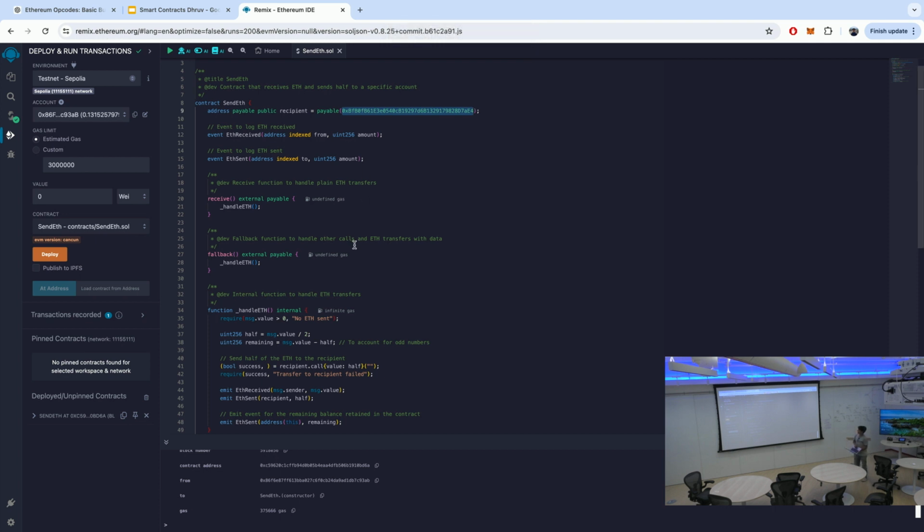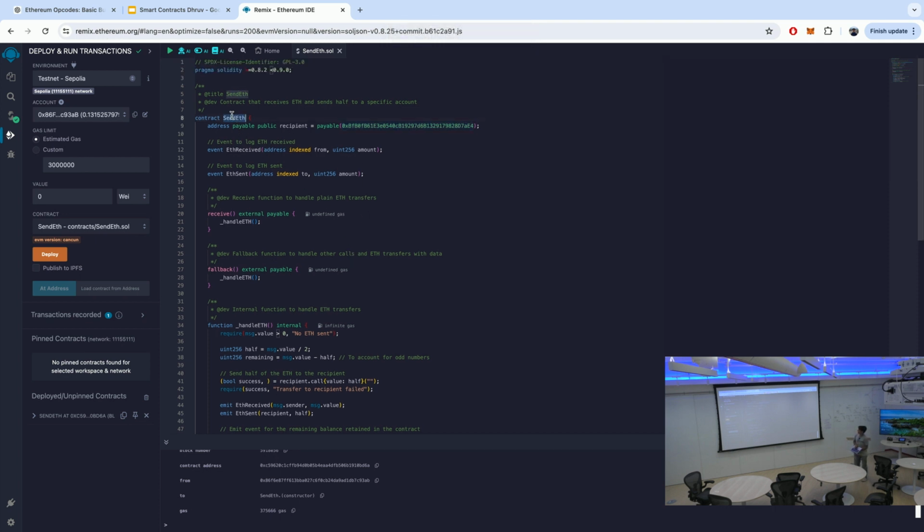Okay, this is a smart contract, right? The name of it is just SendETH. This is the compiler version.